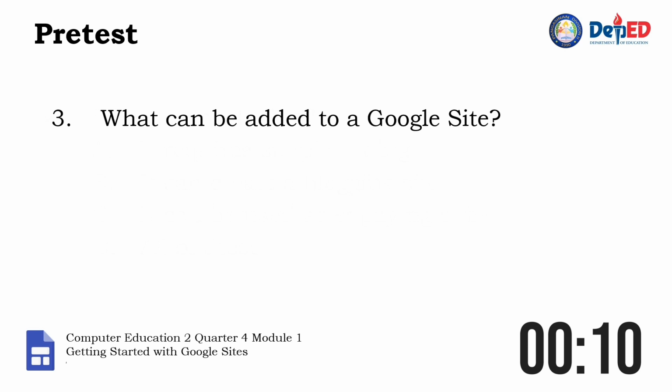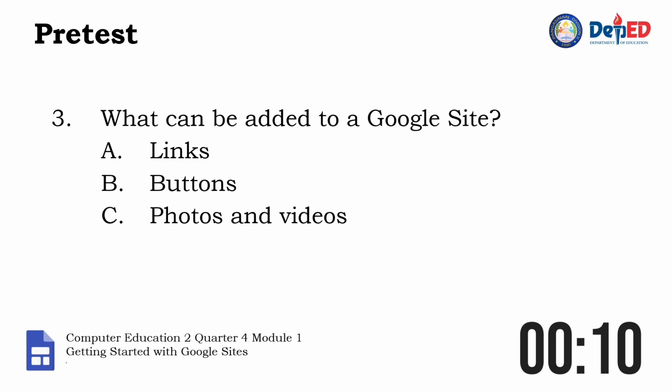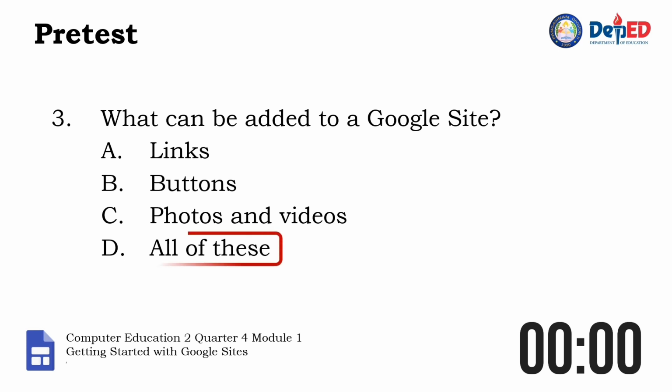3. What can be added to a Google site? A. Links. B. Buttons. C. Photos and videos. D. All of these. If your answer is D, then you are correct.